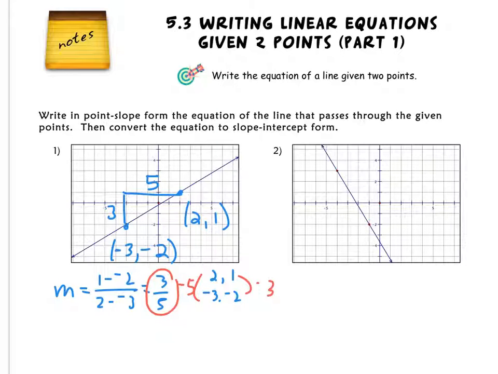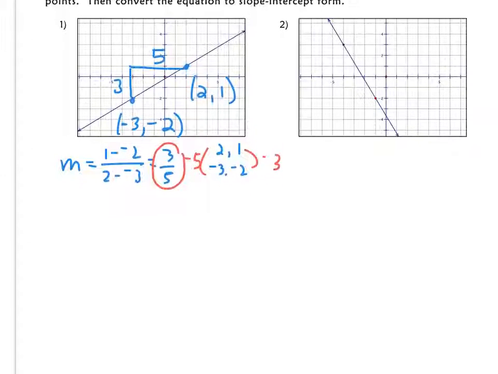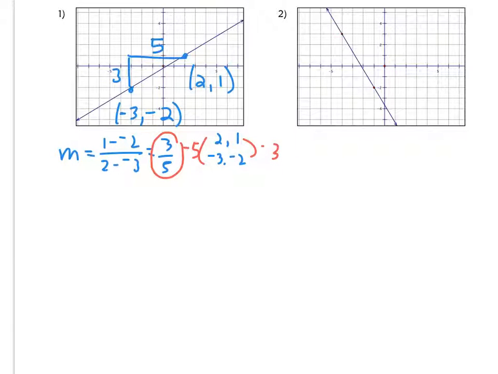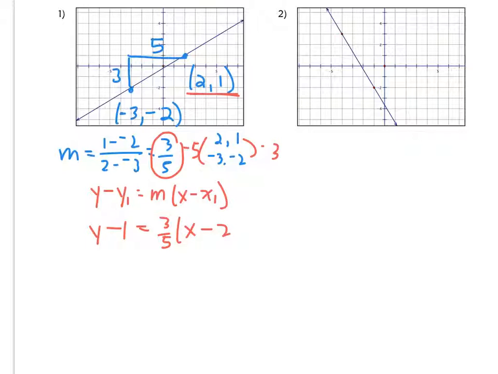Okay, next, I am going to write my equation in point-slope form. It does not matter which point we use. So I am going to start by choosing the point (2, 1). So I'm going to use this point. So reminder, it's y minus y1 equals m times x minus x1. So using the point (2, 1), it's y minus 1, the y value, equal to 3/5, and then parentheses x minus 2, which is the x value.